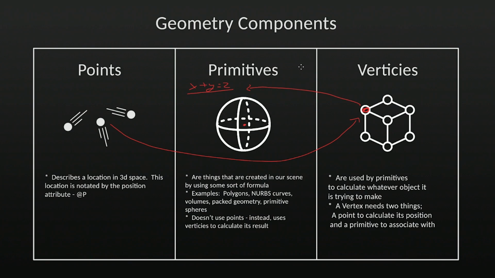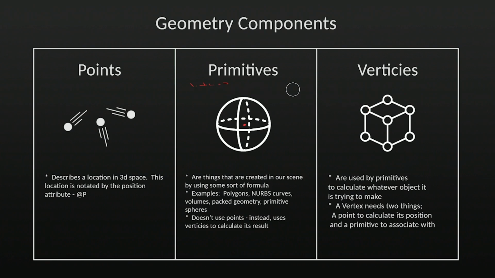So here's why this picture is essential to understand when it comes to Vex. All we're ever doing with Vex is we're either creating or manipulating data which is associated with our points, vertices, or primitives. And by altering this data, this will give us a different result by the time we hit render.